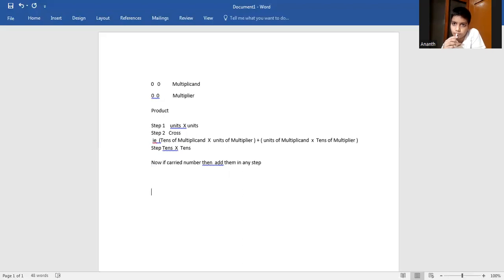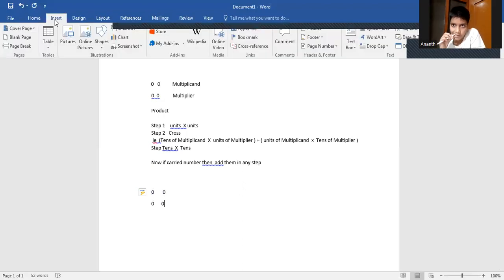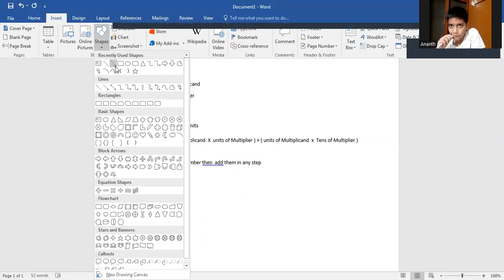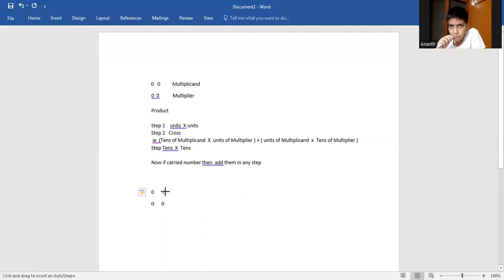First is step 1. Insert. Step 1, are you able to see the arrow, Anant? Yes, sir. That is step 1, right?